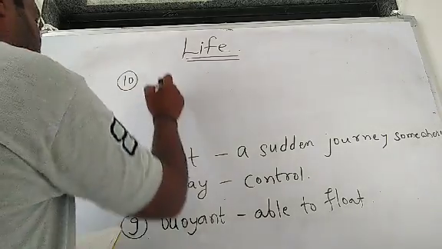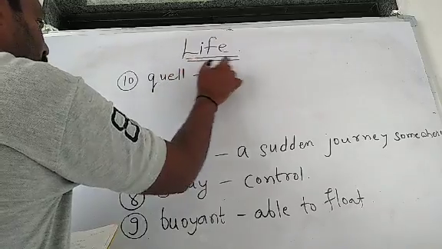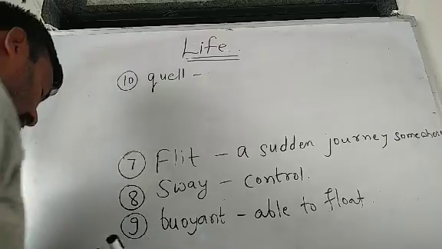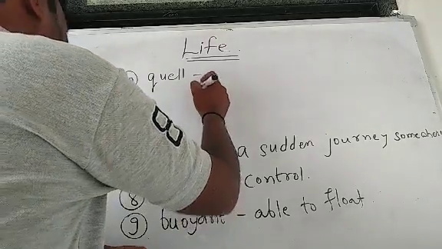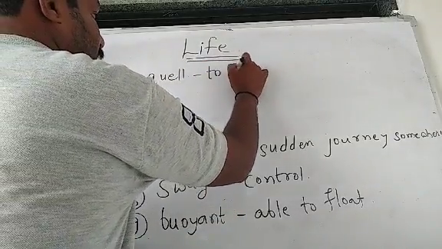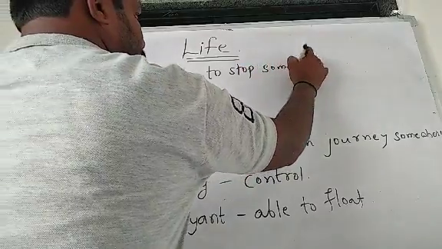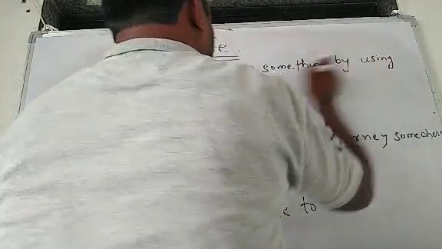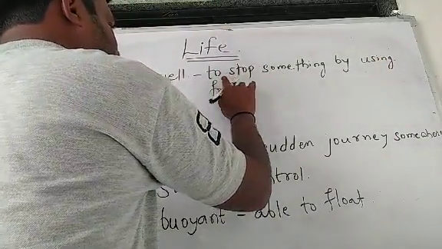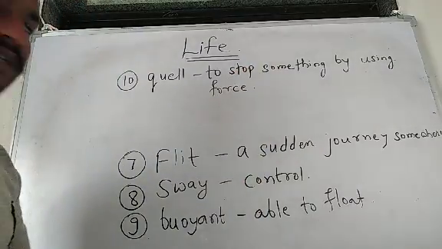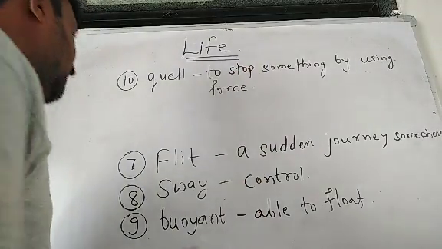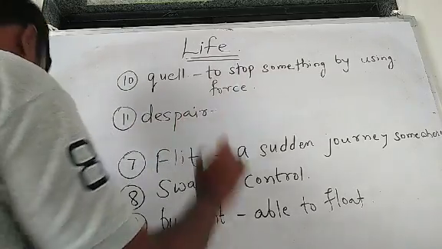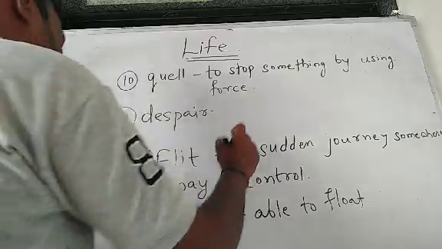Next word is quell. All these words are included in the poem, friends. Quell means what? To stop something by using force. By using force is called quell. And the last word, that is despair. Despair is what? To lose hope.